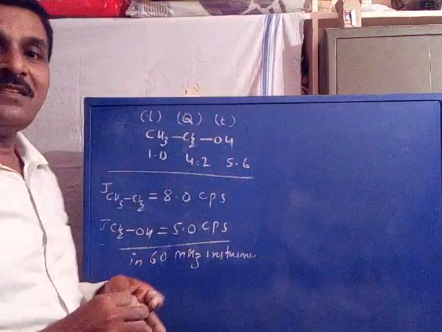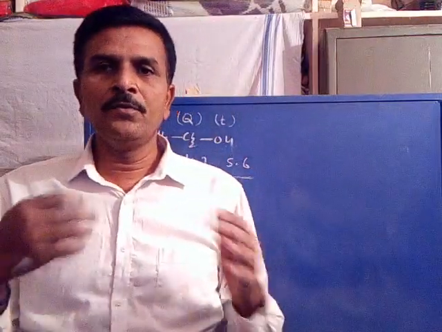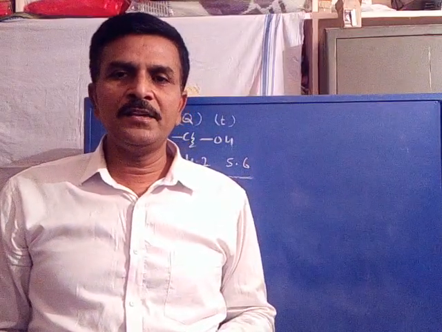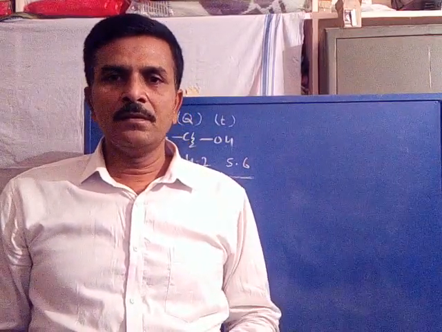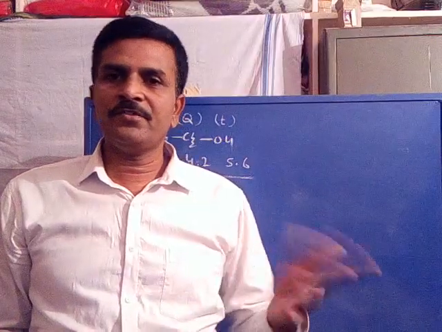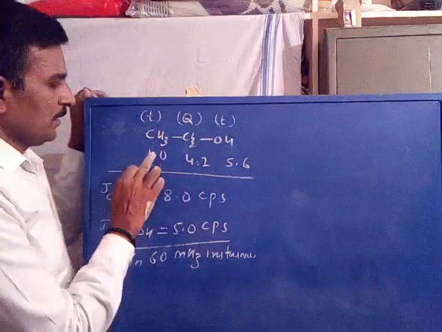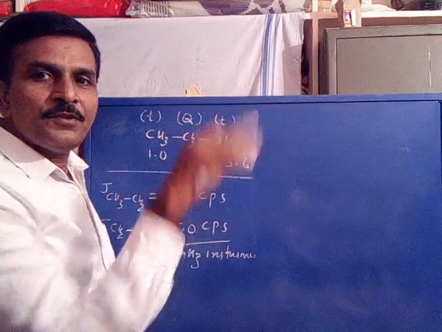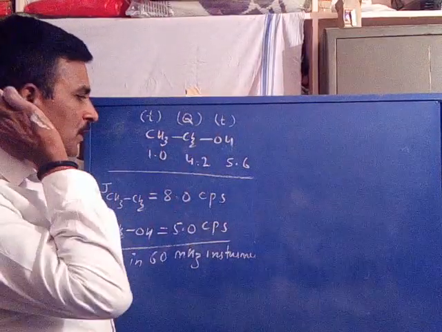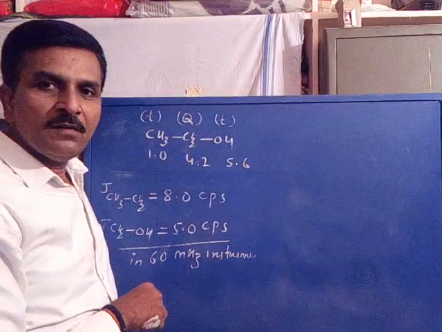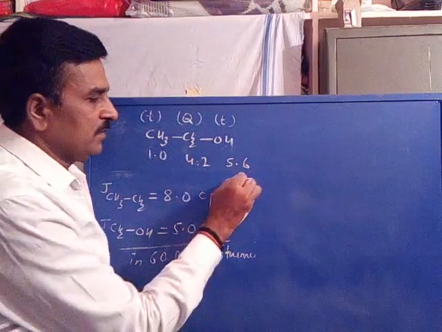Now coming to designation. Before going to the spectrum, we should designate. If delta nu divided by J is greater than 6, it comes under first order. For first order we should use the letters A, M and X. Now there are 3 sets of protons, therefore we should use the 3 letters. Now A is to be assigned for the higher delta proton. This is A.